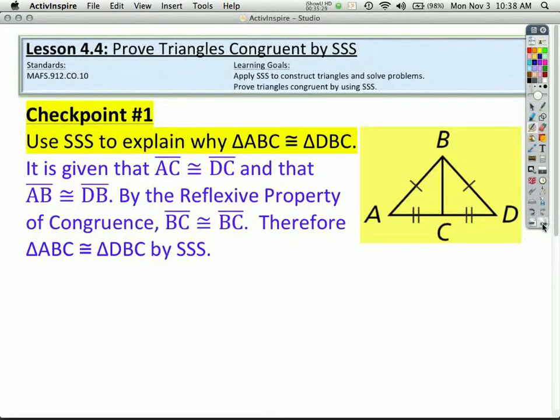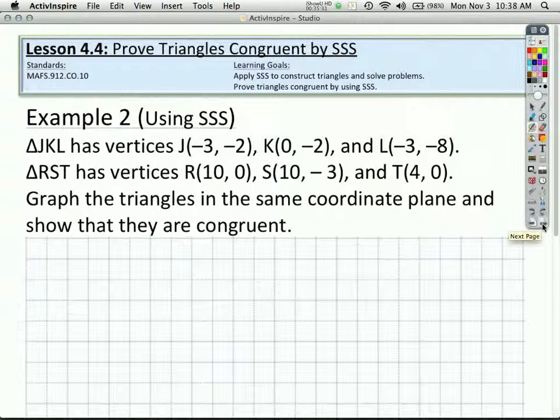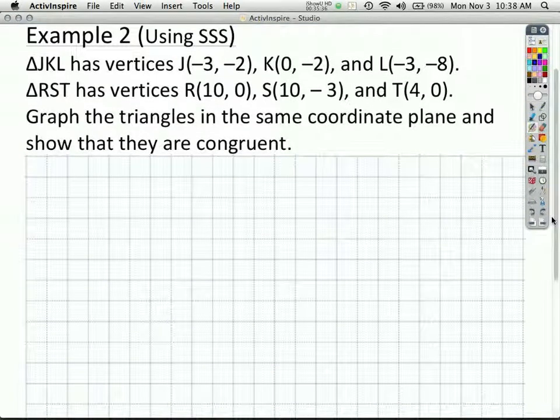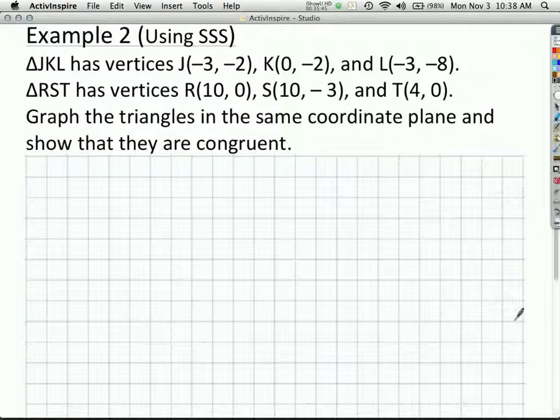Okay. So, now let's look at something related. You do not have to copy everything, but you need to read, and we're going to be working on a little activity together. Triangle JKL has these 3 vertices. Triangle RST has these 3. Graph the triangles and then show somehow that they are congruent.